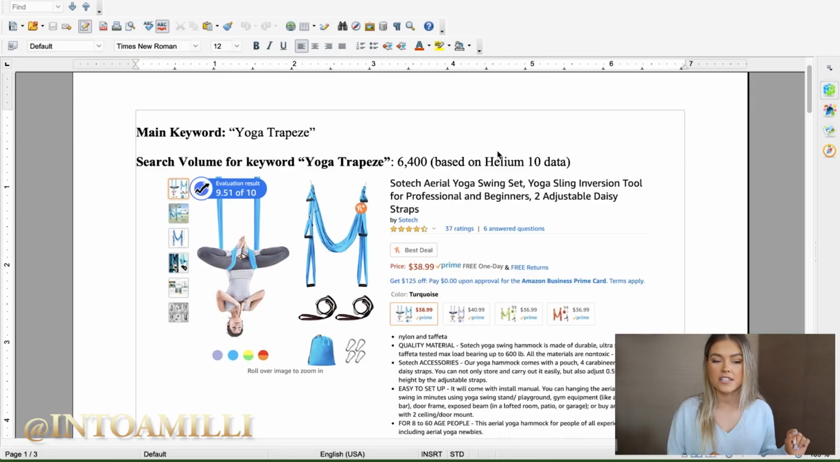Now you might be thinking, wow, Karina, that's very low. That's going to not have any sales. Wait, we'll get into that, and I'll show you why keywords with this type of search volume are actually amazing.